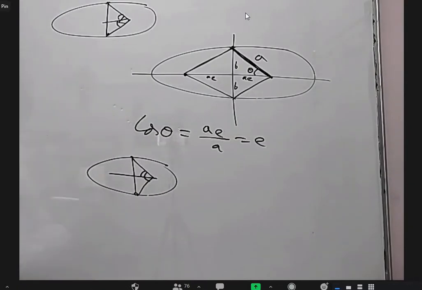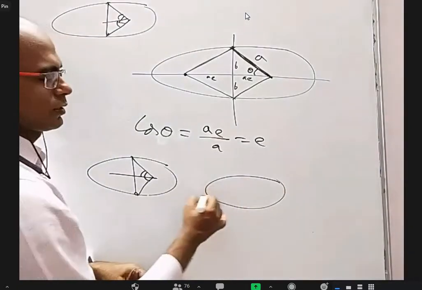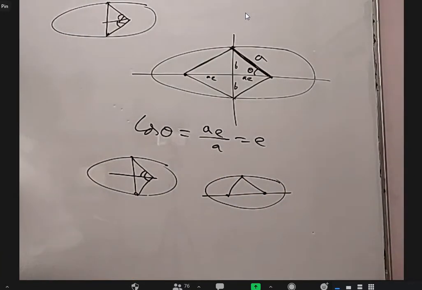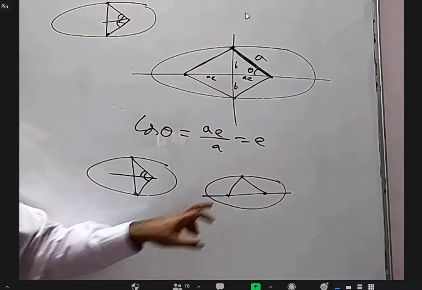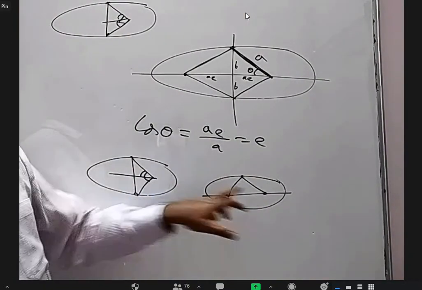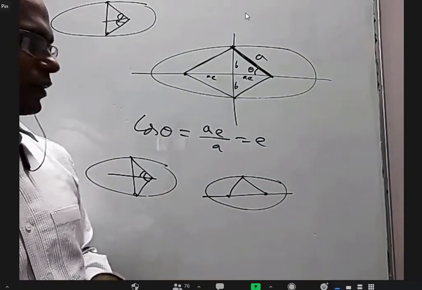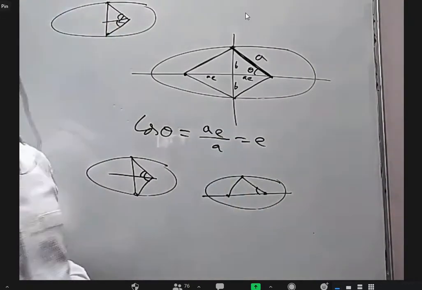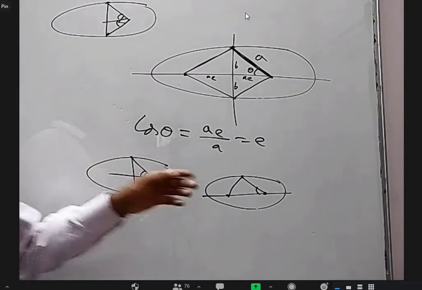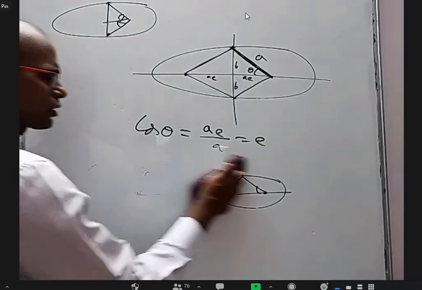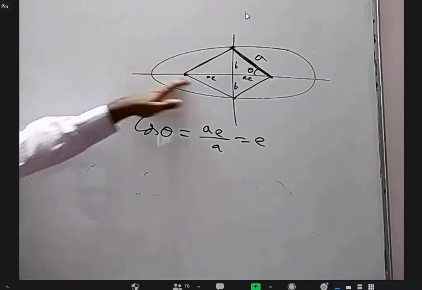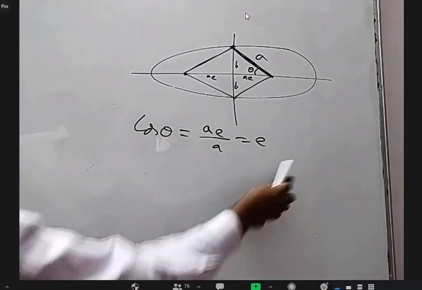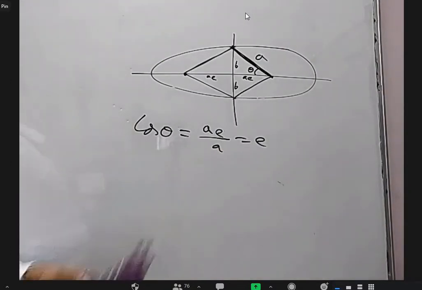They may tell instead that the two foci and one end of the minor axis form an equilateral triangle. Here earlier it was the two ends of the minor axis and one focus, but here two foci and one end of the minor axis are forming an equilateral triangle. What is the eccentricity? 1 by 2, because this angle is 60 now. So it may save some time. Just draw this figure and write that whenever you know this angle is theta, cos theta is eccentricity. In a few questions you can use it.